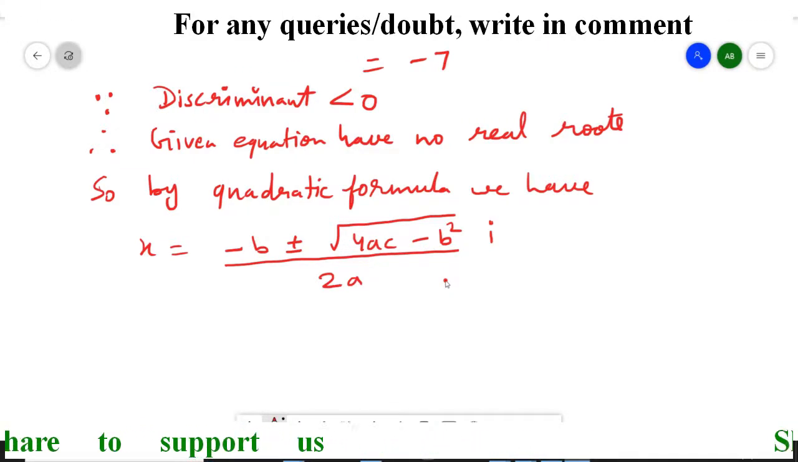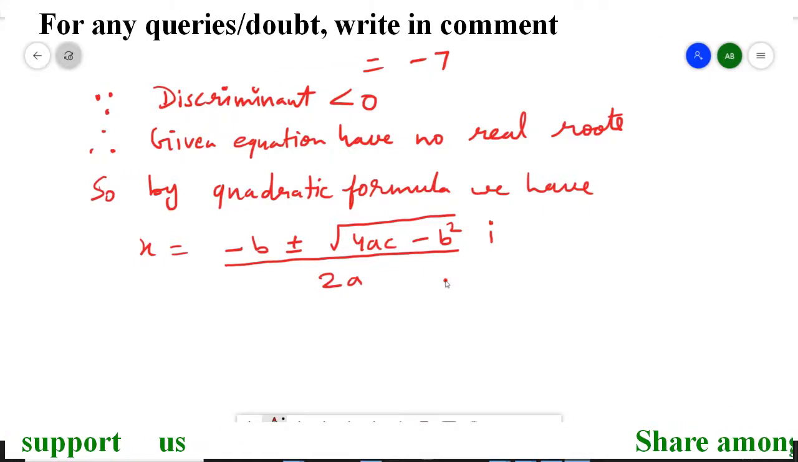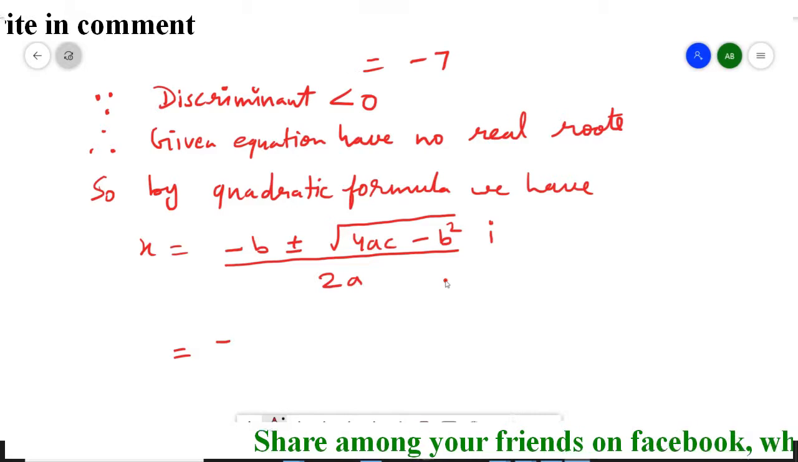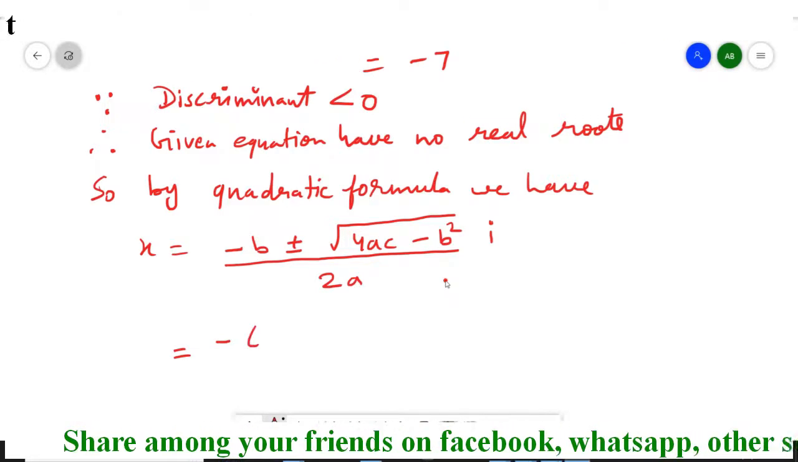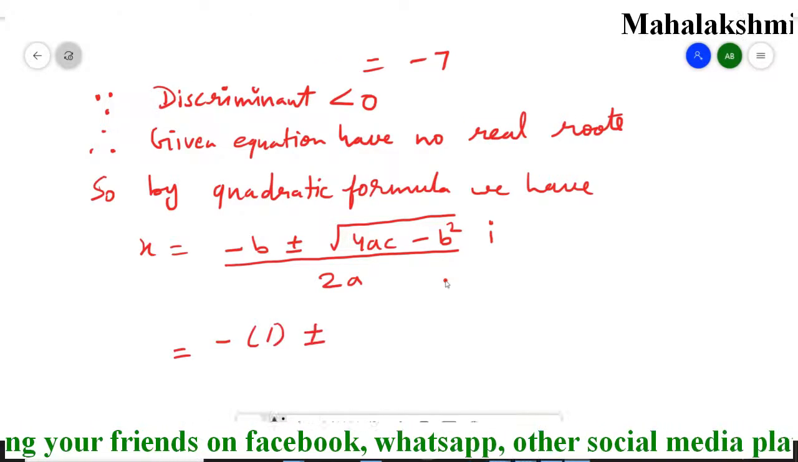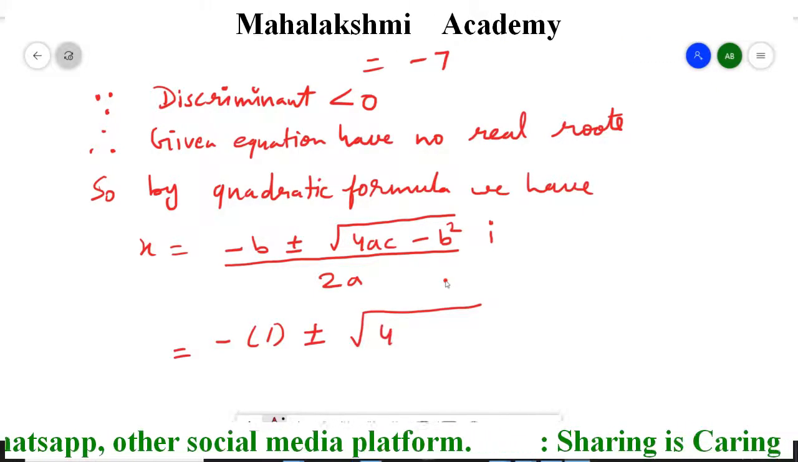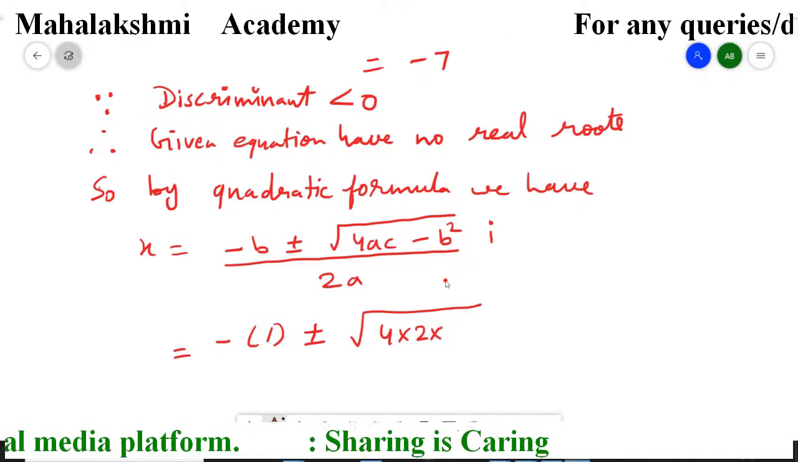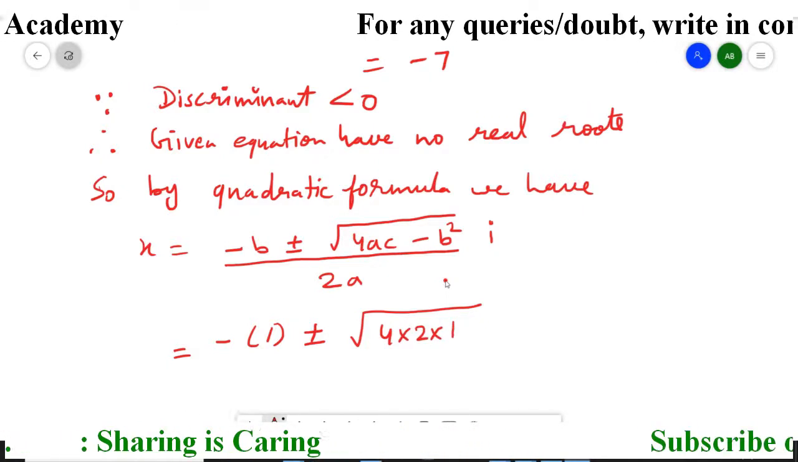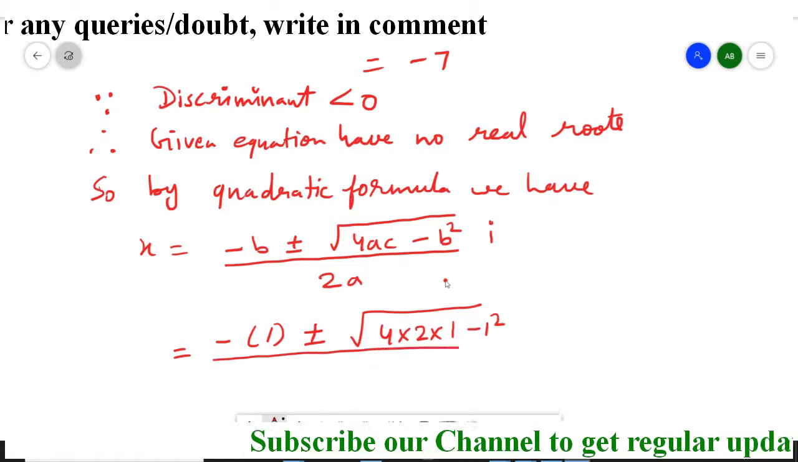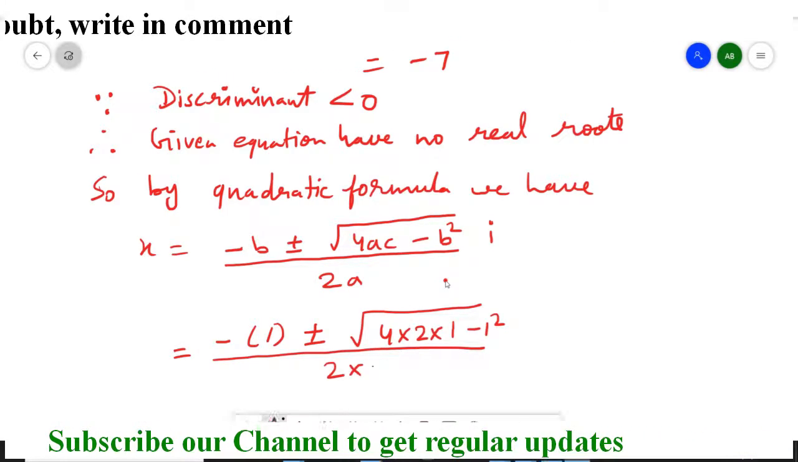Now we have to put the value here, so that will give us minus b. So minus b is here. Minus b means b is 1, we had calculated earlier. And 4ac, so 4 multiplied by 2 multiplied by 1, then minus 1 square, and divided by 2a, so 2 into 2.